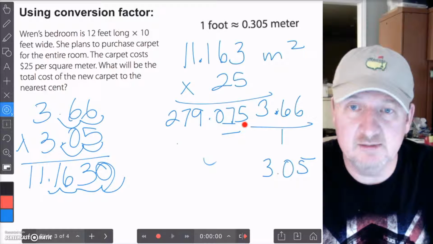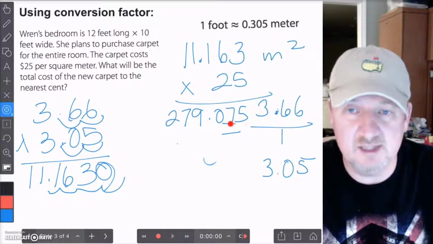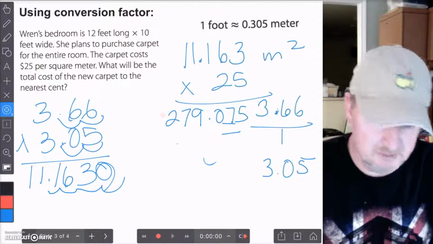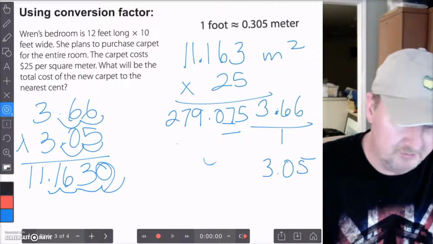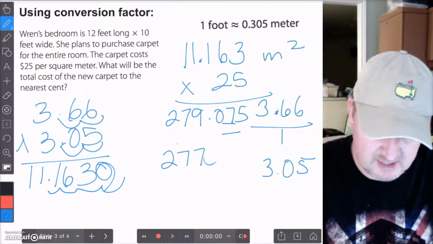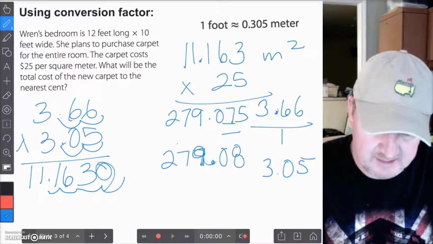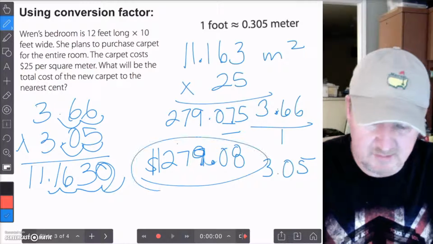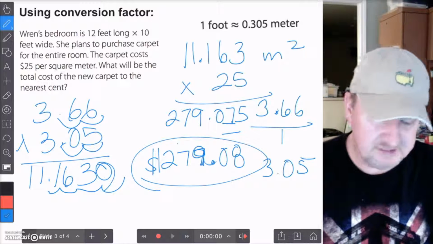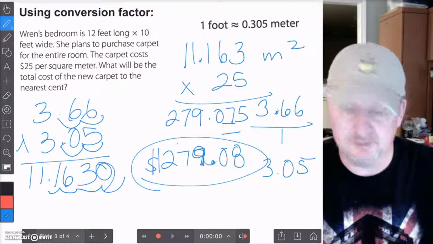And I say, okay, does this 5 to the right of it make me want to keep this a 7 or round it up to an 8? Okay, so I'm going to round it up to an 8. So I'm going to say $279.08. So that's how much the carpet will cost to carpet that room. All right, so that's how you find it using a conversion factor.